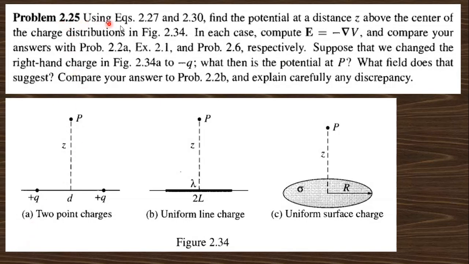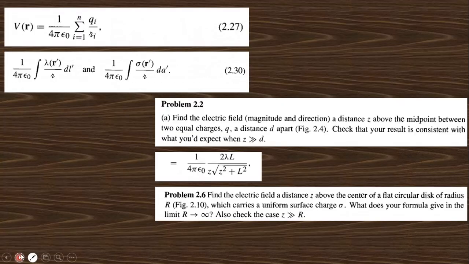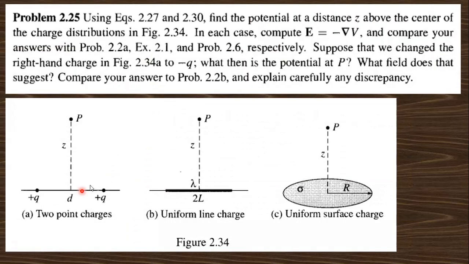Problem 2.25 says, using equations 2.27 and 2.30. Equation 2.27 is the potential for a discrete point charge, this is the potential for a line charge density, and this is the potential for a surface charge density. So using these equations, find the potential at a distance z above the center of the charge distribution in figure 3.24.